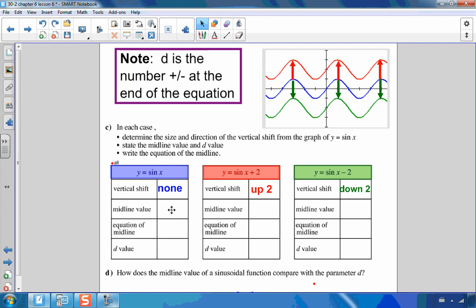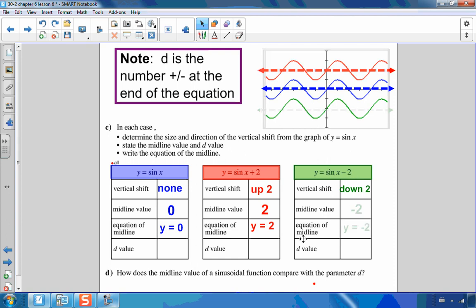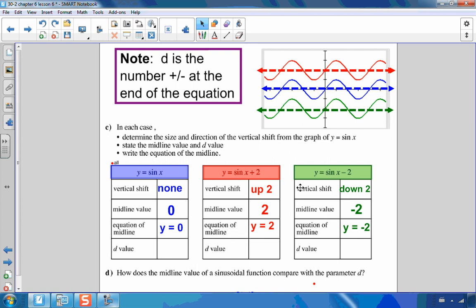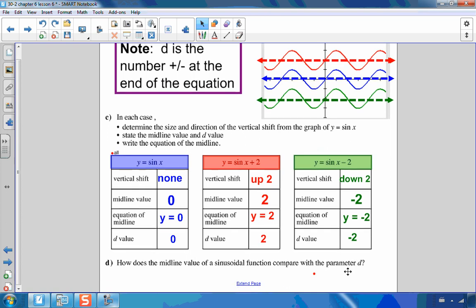So my midline value, when I have a base graph, is just y equals 0, so right at the x-axis. This red graph, because it's been moved up 2, the midline also moves up 2 and has a midline at y equals 2. This graph here, sine x minus 2, has been moved down 2, so the equation of the midline would be y equals negative 2. Okay, and then the d value, of course, is the number that is added on at the end of each of those equations, which is also the midline value. So how does the midline value of a sine function compare with the parameter d?